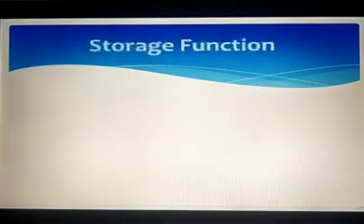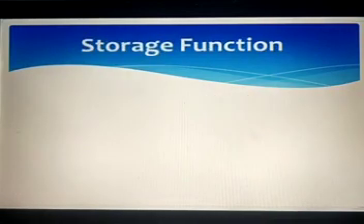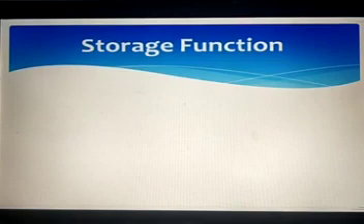Now let's discuss the storage function. It is responsible for storing any kind of information permanently and is performed by a storage unit. Various storage devices like hard disks, CDs, DVDs, USB drives, etc. comprise these units.